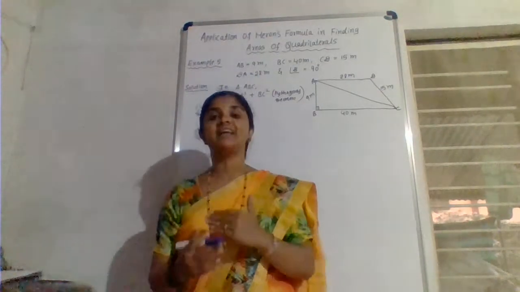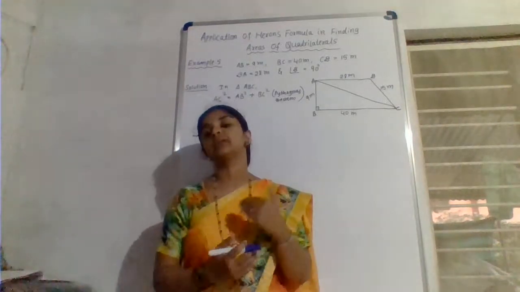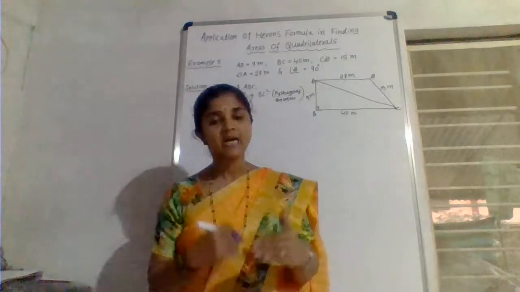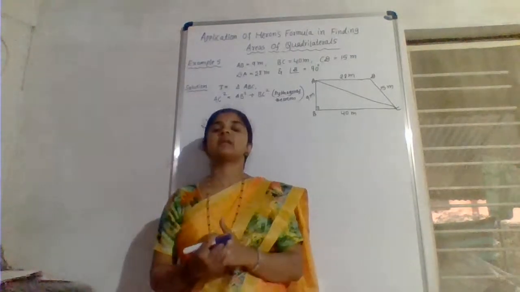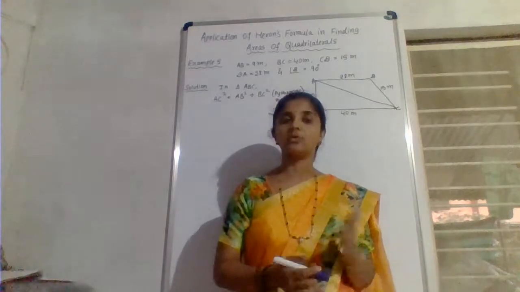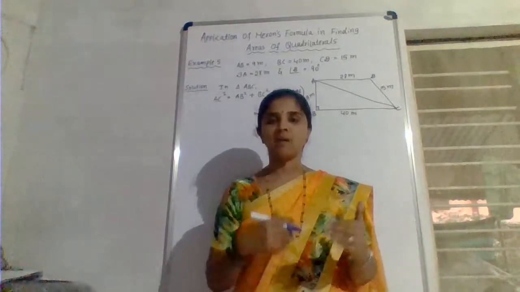When the three sides' measurements are given, how do we find the area of the triangle using Heron's formula? We discussed it in the previous video, right? The area of the triangle is equal to the square root of s into (s minus a) into (s minus b) into (s minus c).